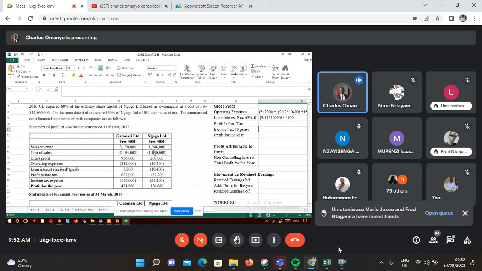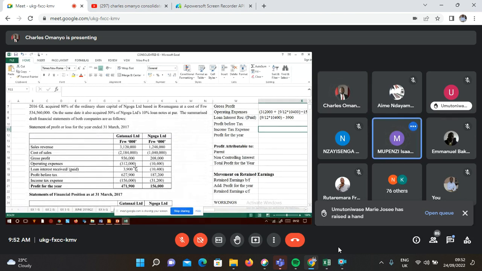You see, like here, cost of sales. You see cost of sales here. It's a cost. You can see in the question, it's written negative. Operating expenses, negative. Why have they written negative? Because it is deducted. When we come to loan interest received, let's all mute, please.